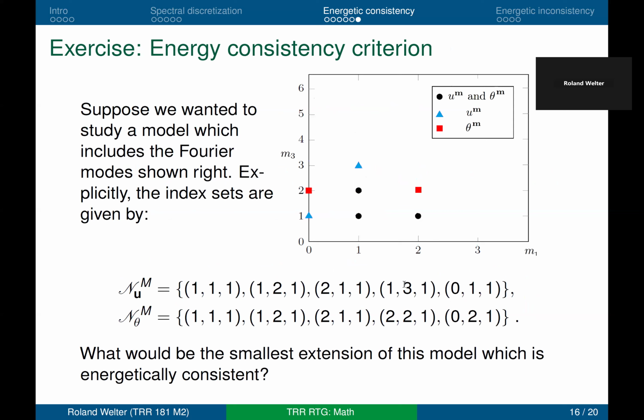And for the final exercise, I'll ask you to consider the energetic consistency criteria. Suppose we wanted to study a fluid model which includes the modes depicted here, which are given explicitly here. Then what would be the smallest extension of this model which is energetically consistent?